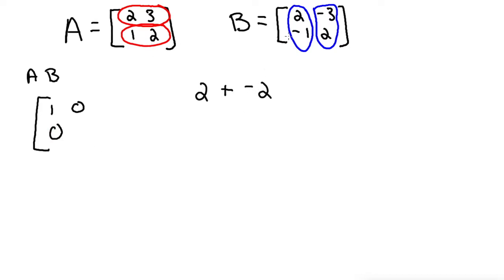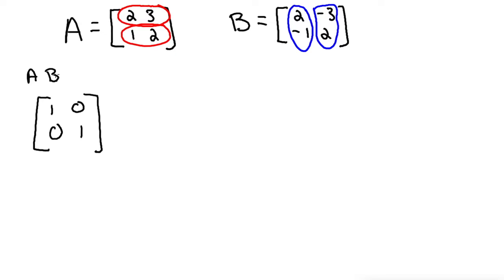Now let's do the bottom right. So we have a 1 here times a -3 over here. So 1 times -3 will be -3. And we have 2 times 2. We're going to add them up. 2 times 2 will be 4. So when we add those up, we get a 1. So the bottom right will be a 1. And this will be the answer for A times B.